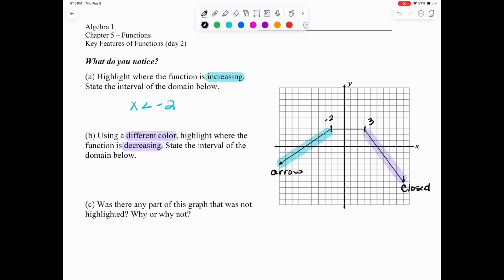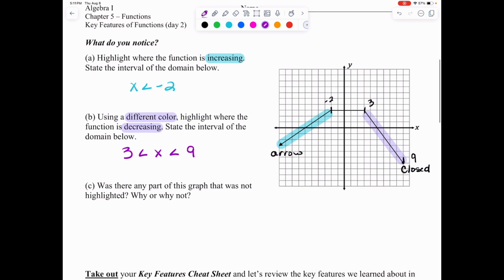And then here the endpoint is at 1, 2, 3, 4, 5, 6, 7, 8, 9. Okay, so we want to make sure we go from 3 is less than x is less than 9. And that would be the interval where it is decreasing.